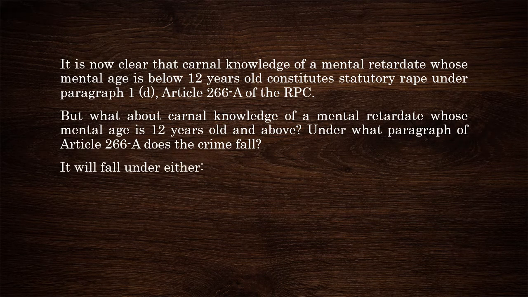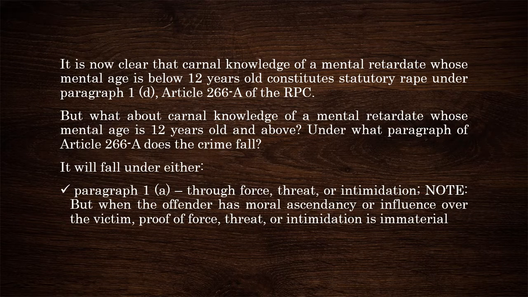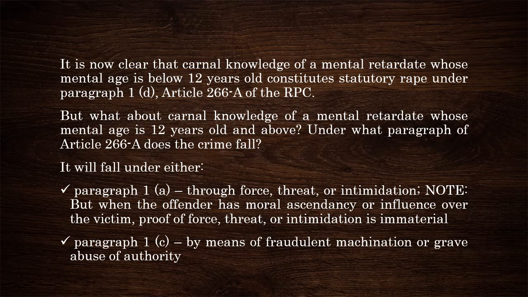Answer, it will fall under either paragraph 1A. I am referring to the first way of committing rape, or first mode of committing rape, which is through force, threat, or intimidation. Take note that when the offender has moral ascendancy or influence over the victim, proof of force, threat, or intimidation is immaterial. Or it may fall under paragraph 1C, that is, by means of fraudulent machination or grave abuse of authority.